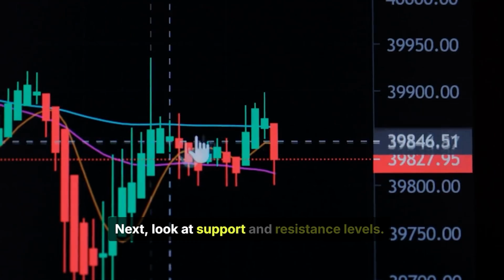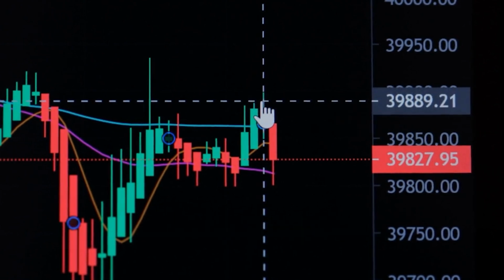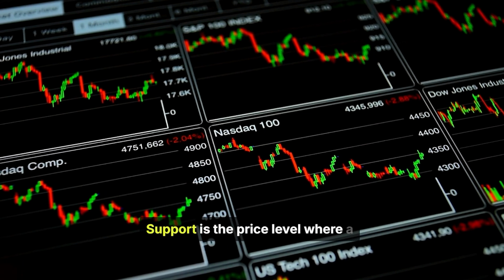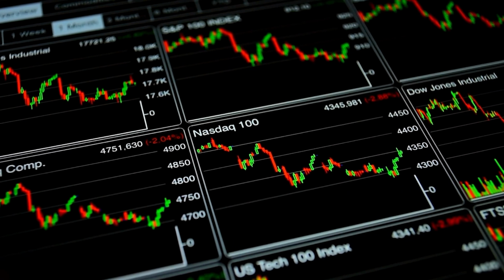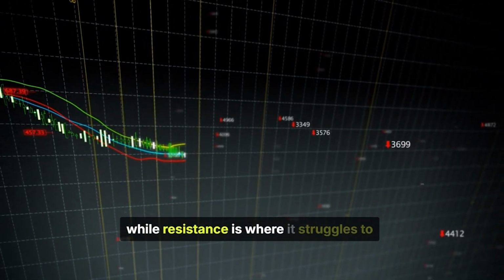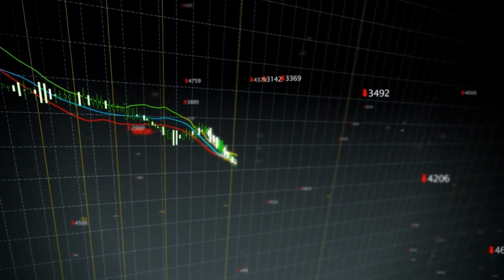Next, look at support and resistance levels. Support is the price level where a stock often stops falling, while resistance is where it struggles to go higher.